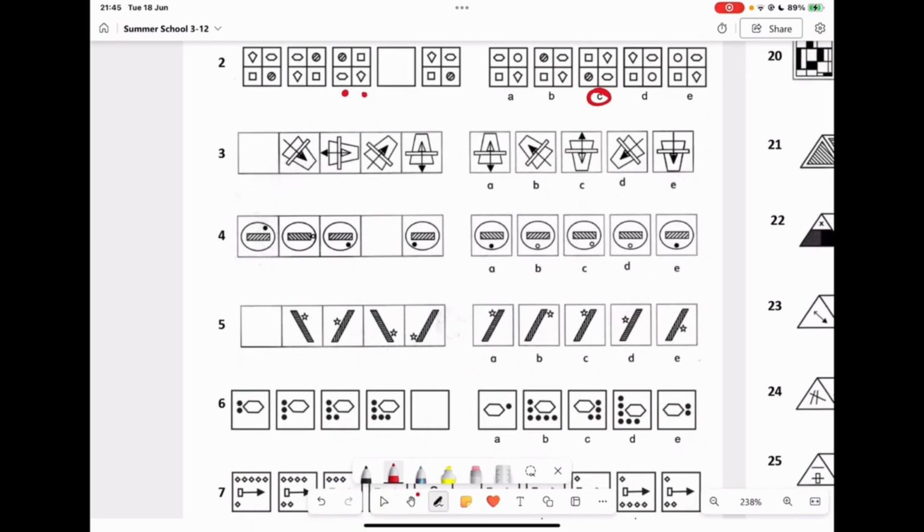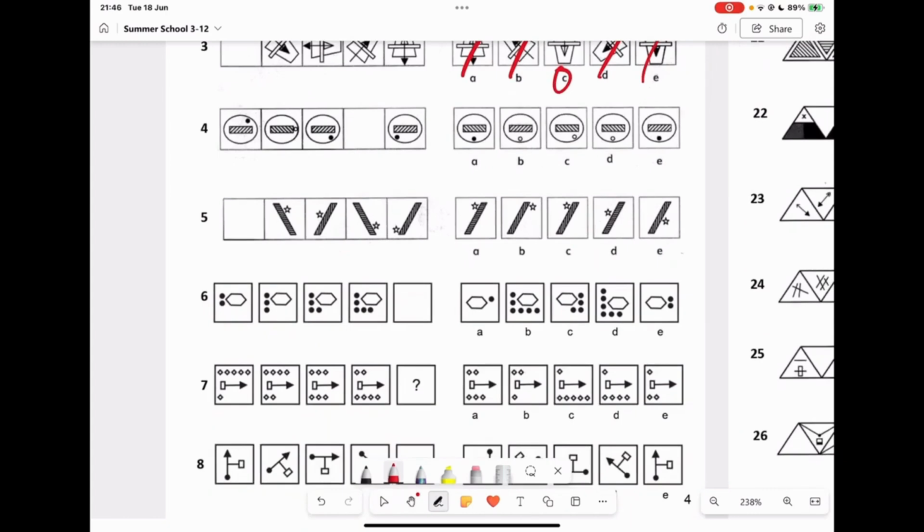So this shape is rotating, but the arrows are also alternating. So we can expect a double-sided arrow in our answer. So for question 3, it cannot be B or D or E considering that. And then we're looking at the way that the shape is facing. So given that it's rotating 45 degrees anti-clockwise each time, it cannot be A and it will be C.